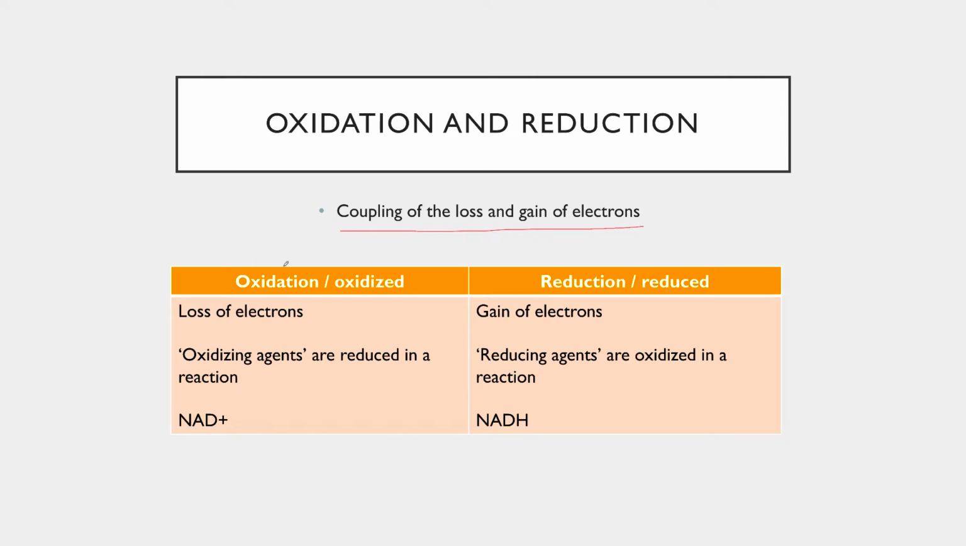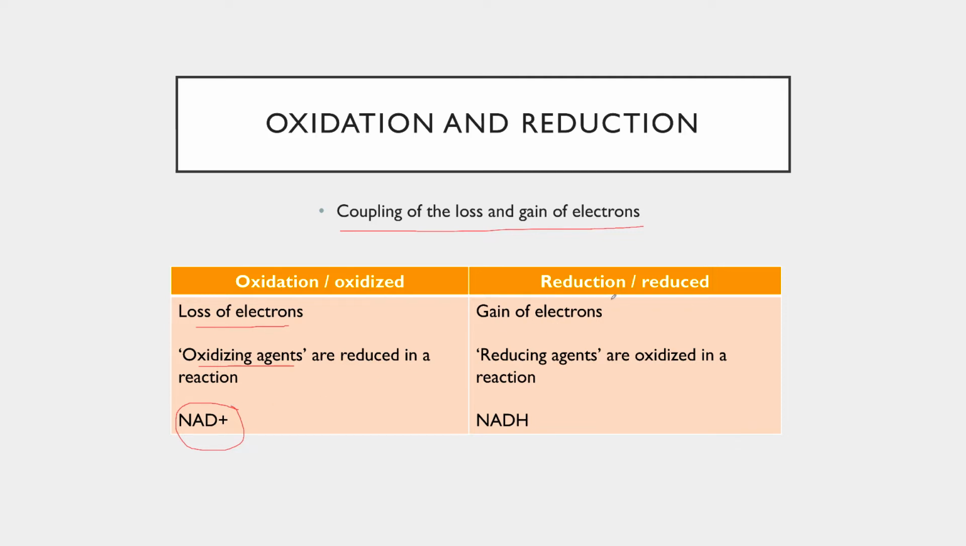So oxidation, or to be oxidized, means to lose electrons. Don't confuse this with the term oxidizing agent. If something is an oxidizing agent, that compound itself is reduced in a reaction. Just for simplicity, I have NAD+ here, and this is the oxidized form of NADH.